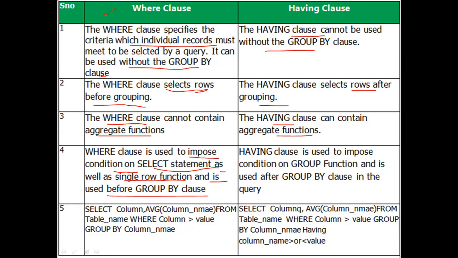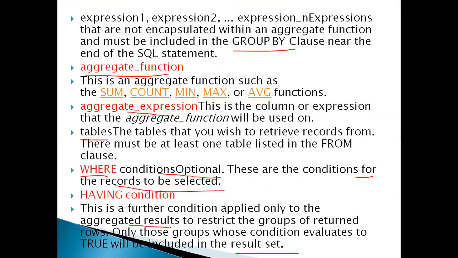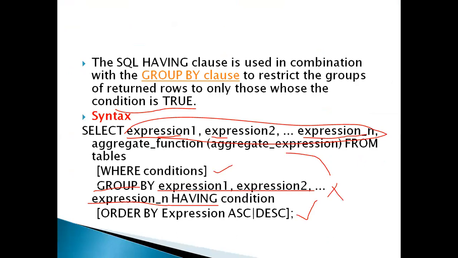The WHERE clause is used to impose a condition on a SELECT statement as a single row function and is used before the GROUP BY clause only. Before performing GROUP BY, first you should perform the WHERE condition. But HAVING, when should you write it? After GROUP BY only. That means the WHERE condition is performed before grouping, the HAVING condition is performed after grouping. Clear?